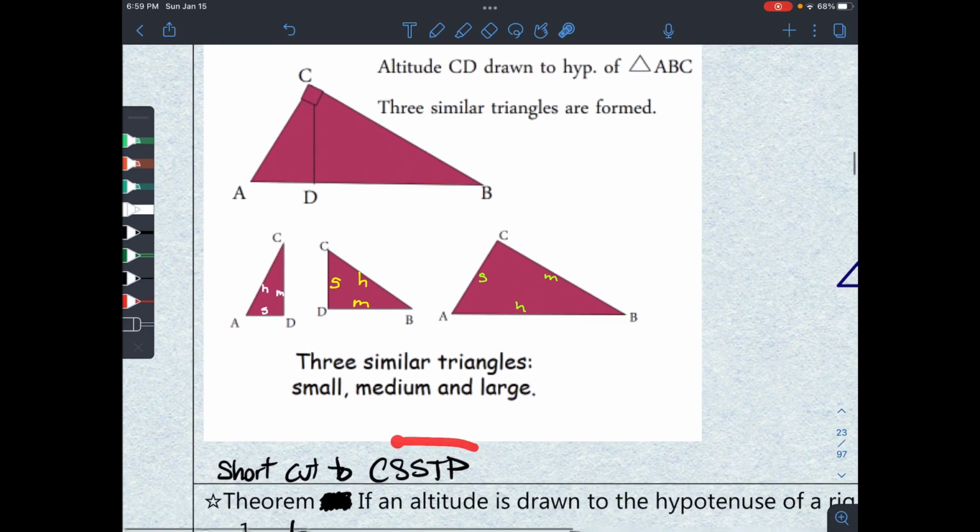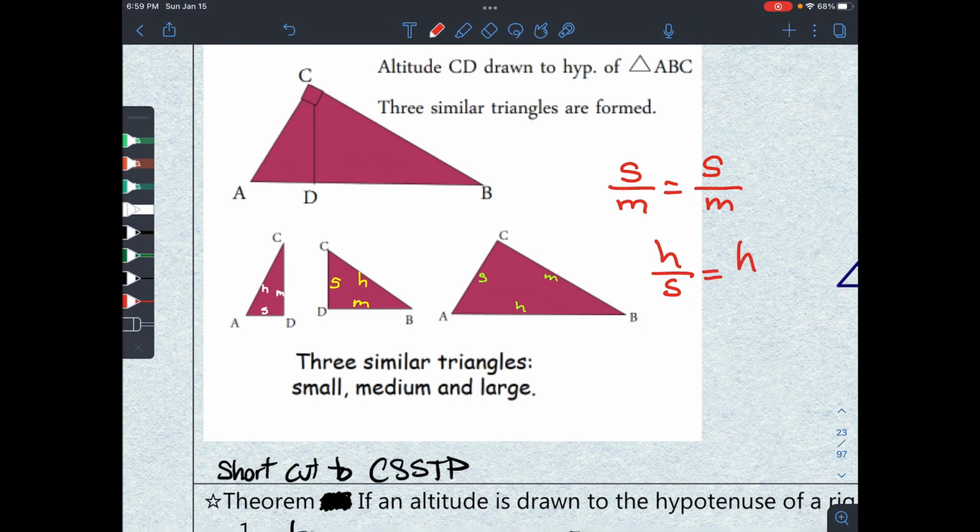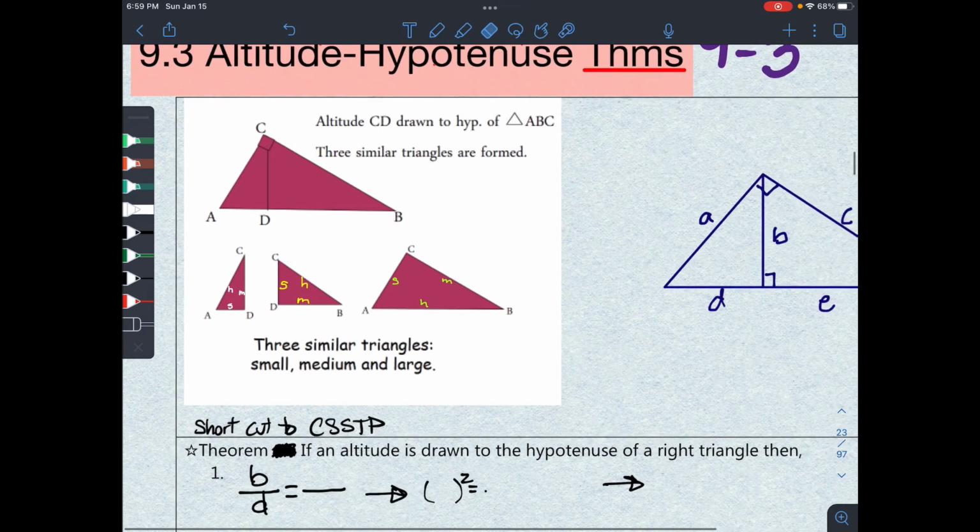Because of that, we can set up corresponding sides of similar triangles. So there's two ways to go about doing the problem. You can set up proportions like we did in chapter 8. For example, if you take the short side versus the medium side on any triangle, that will equal the short side versus the medium side. Or if you have the hypotenuse divided by the short side, then you have the hypotenuse divided by the short side with any of those. The other way is to memorize three new shortcuts. I'm going to explain it both ways as I do the problems.